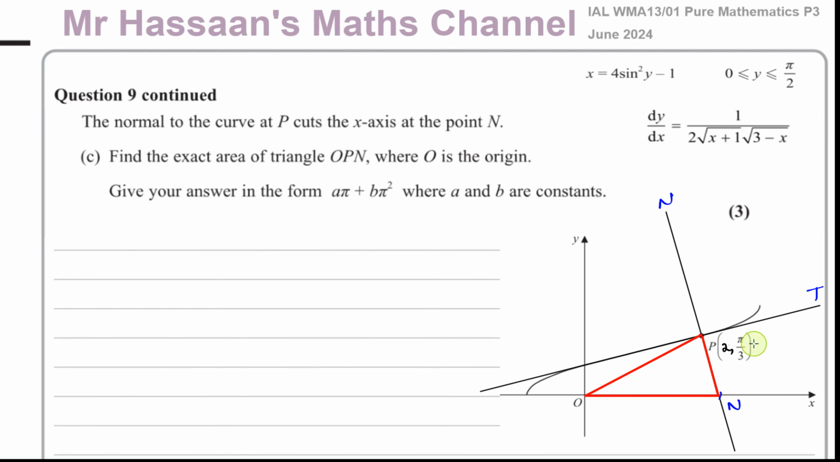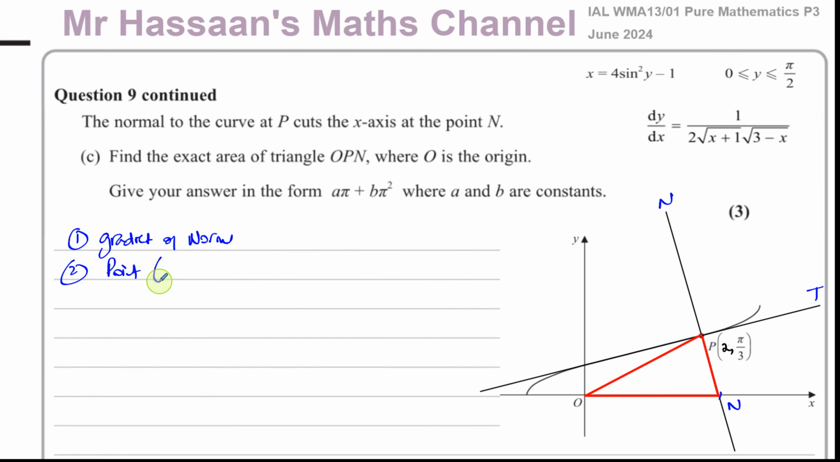In order for us to find the area of this triangle, we need to know the coordinates of the point N. And in order for us to know the coordinates of the point N, we need to know the equation of the normal to the curve. So first step is to find the equation of the normal. To find the equation of a straight line, we need two things. We need the gradient of the normal, and we need to know a point on the normal.